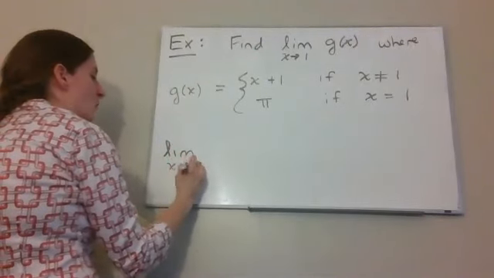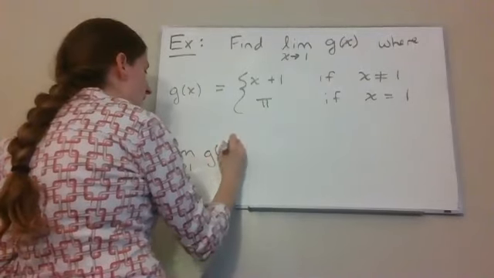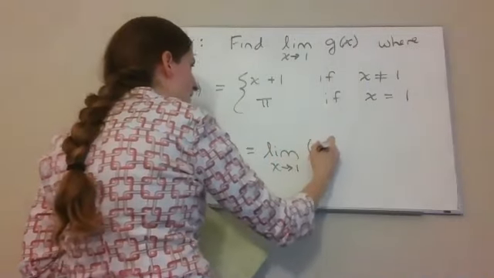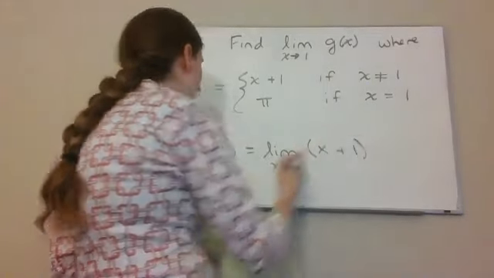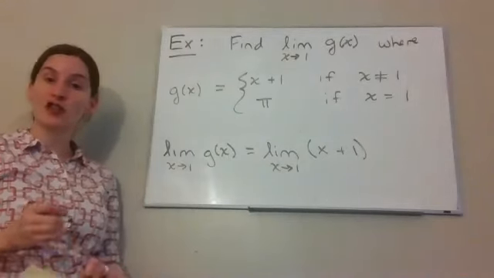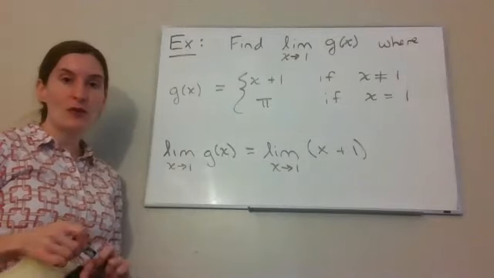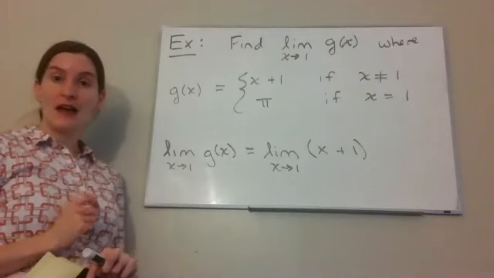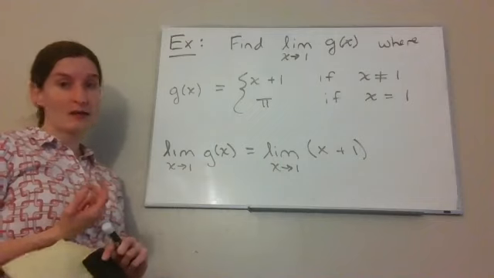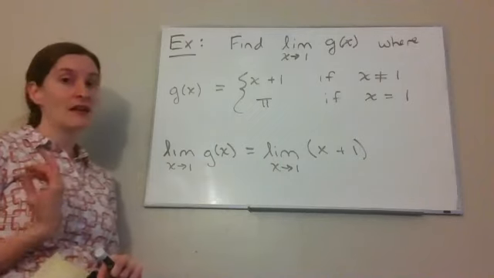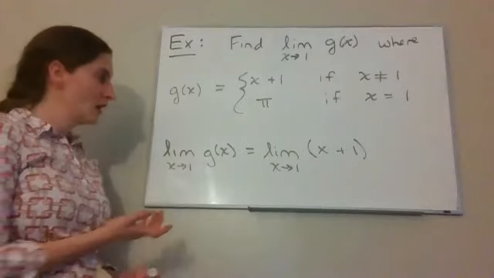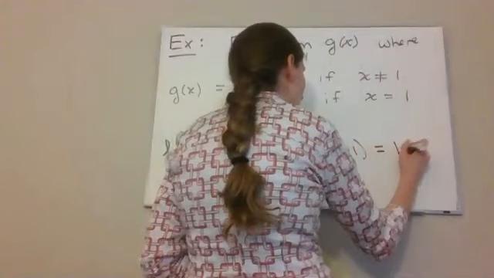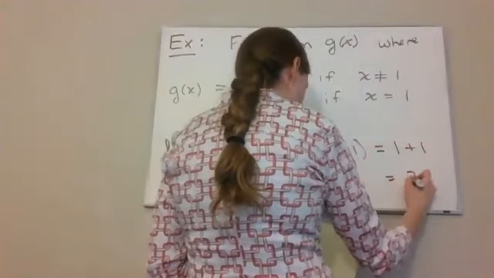So using the last theorem that we just had written down, my limit as x approaches 1 of g is going to equal the limit as x approaches 1 of x plus 1. Because my function g and the function x plus 1 are equal everywhere except for at x equals 1. And that last theorem said that if we have two functions that are equal everywhere except at a, then their limits as x approaches a are the same. So now I just have to calculate this limit, and I get, by direct substitution, 1 plus 1, which is 2.